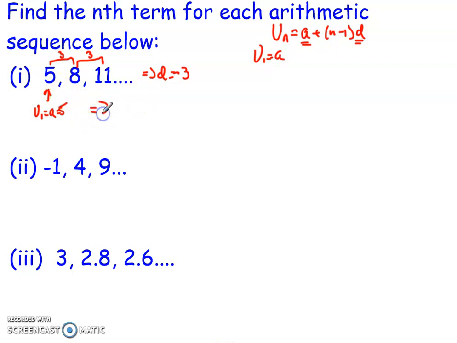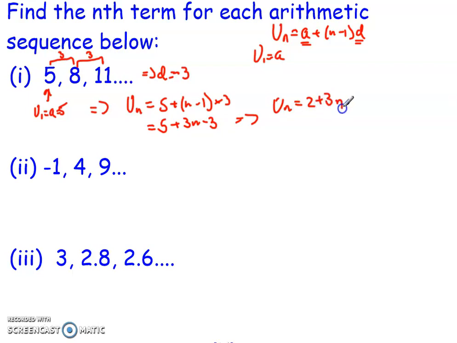So therefore, what I can then do is say, right, so I know then that un is equal to a, which is 5, plus my n minus 1 times my d, which is 3. And this is where we then do what we did before as well. Multiply out the bracket and simplify it all down. So that would then give me 5 plus 3n minus 3. So from that I can then say therefore for this first one, un is equal to 2 plus 3 times n.